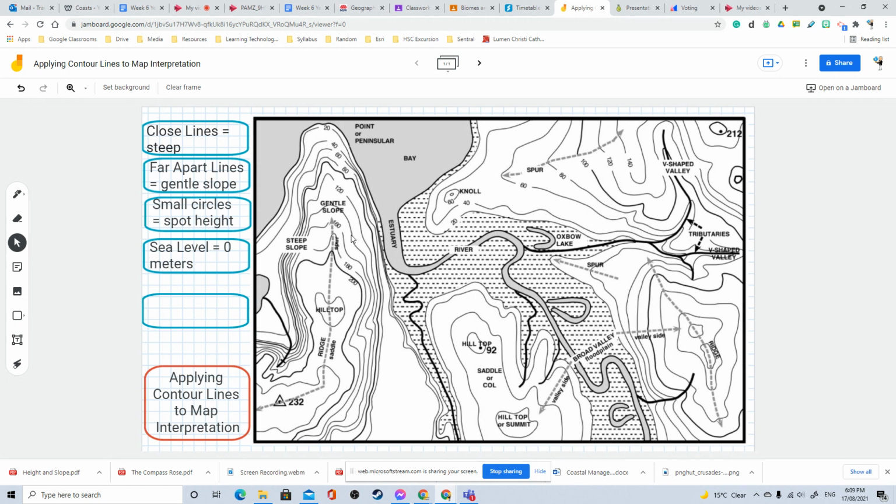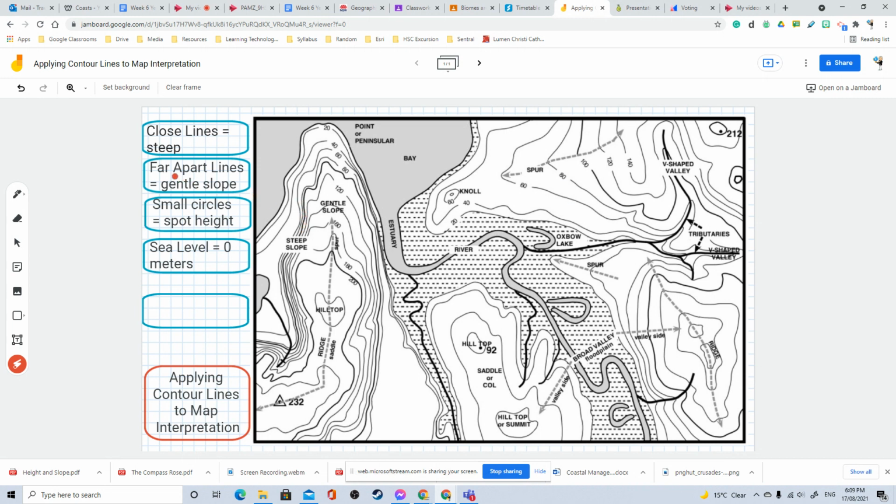Okay, firstly, a couple of things I'll point out here is that where we see close lines, lines that are close together, running parallel, this equals steep land. So you can see in this area in here, if I can get my laser pointer. So right through here where the lines are close together, it's quite steep. And it's labelled there.